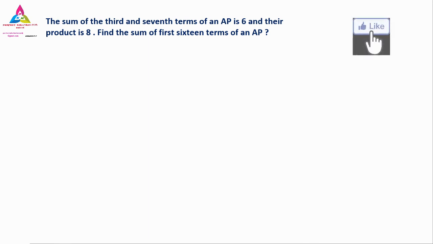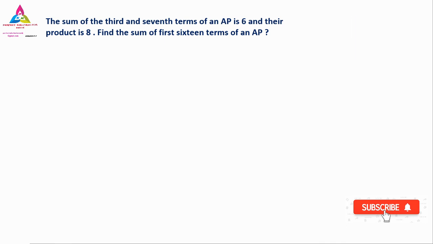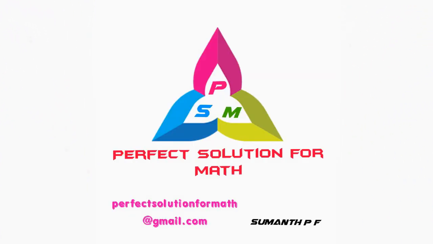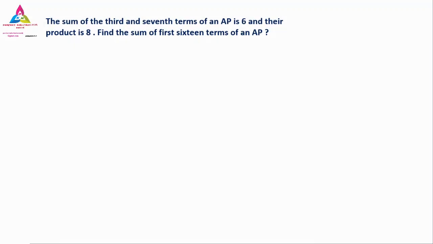Today we are going to learn the question over here. The sum of the third and seventh term of an AP is 6 and their product is 8. Find the sum of the first 16 terms of an AP. Here the question is clear, but what is the solution?